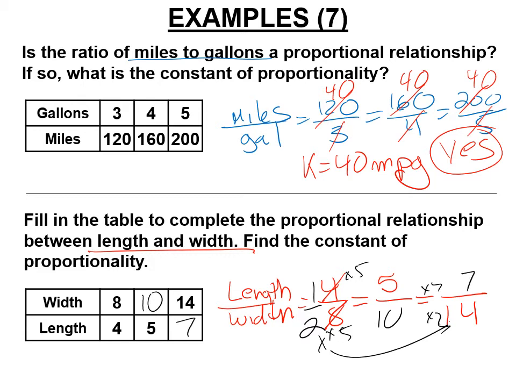Length to width. So what is K here? I haven't found K. So the answer is yes. Yes, it has to be because we're making it proportional. And what was K? What did they all simplify to? They all simplified to 1/2. For every 1 inch of length, there is 2 inches or centimeters or whatever of width.